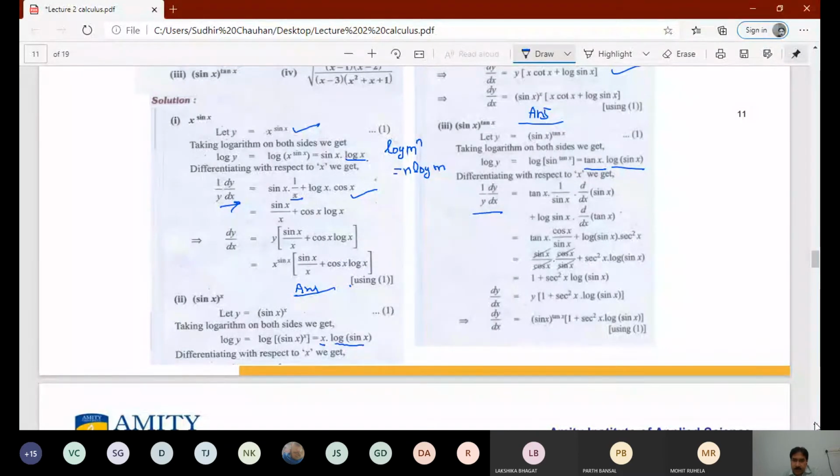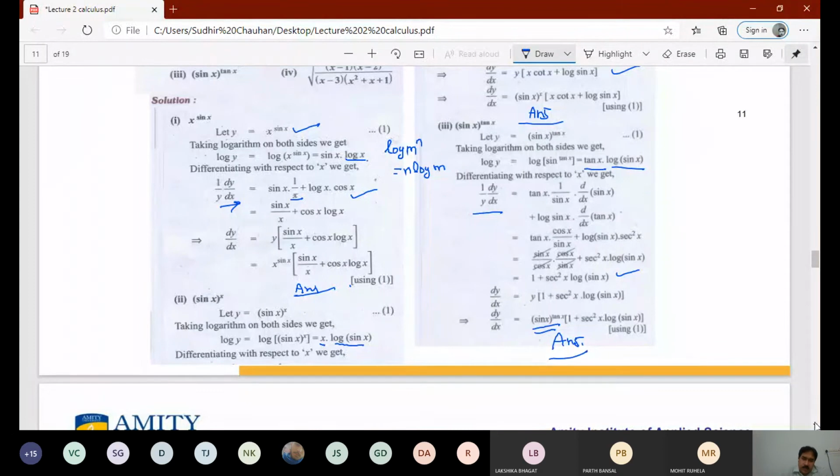So differential of 10x is sec square x, and then we can simplify it. As we can see, tan x is sin x upon cos x, so we can cancel these cos x and sin x. So its value is 1 plus sec square x into log sin x. Now dy by dx is y into this, and then we can put the value of y, that is (sin x) raised to power 10x. So that is the answer.